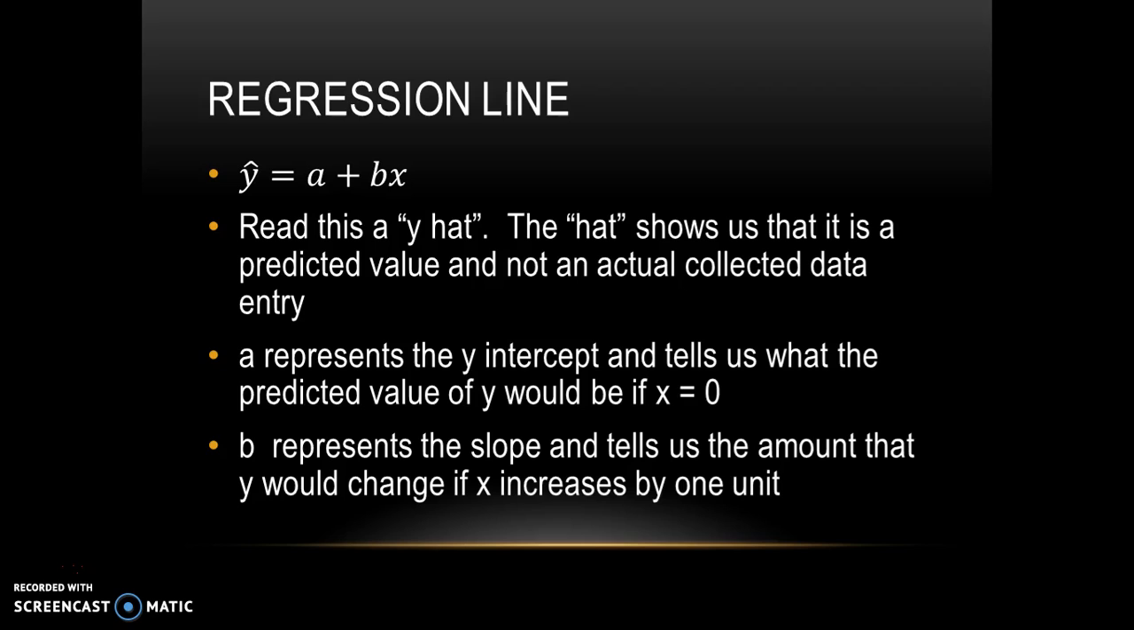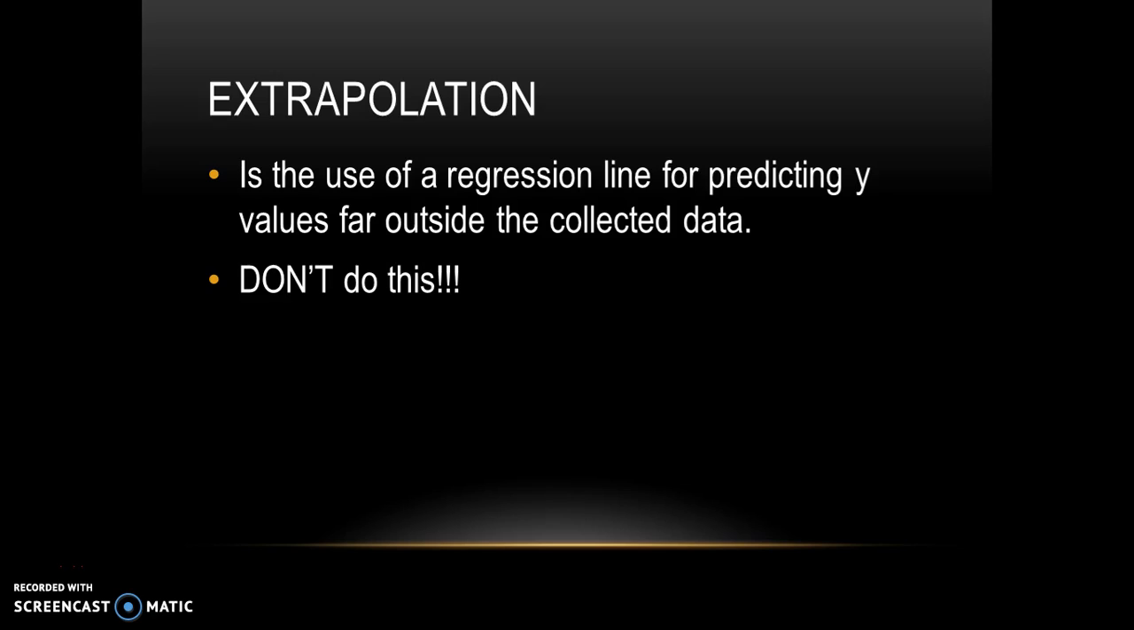And b represents the slope, and this is probably a new way to look at slope: it tells us the amount that y would change if x increases by 1 unit. So if I make x go up by 1 unit, it would multiply by b one more time, so then it would make the y value go up by what b is.